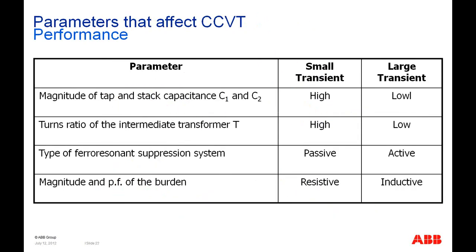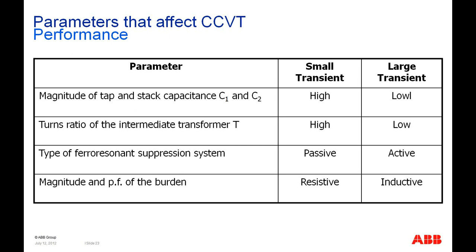If the magnitude of the stack is high, then we'll get a small transient. If it's low, you get a larger transient. If the turns ratio, intermediate transformer, or the tap voltage is high, we get a smaller transient, and if it's low, we get a larger one. So you can see for yourself that depending on how you choose the CCVT, you can get a higher transient response. And what does this transient response do to you?